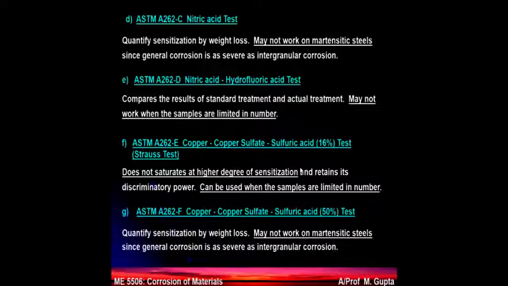Then you have the Strauss test, number F here, and it has the advantage that it does not saturate at a high degree of sensitization, and you can work with a limited number of samples. And then you have number G, 262F, copper sulfate sulfuric acid test. Once again, it cannot work on the martensitic steel.